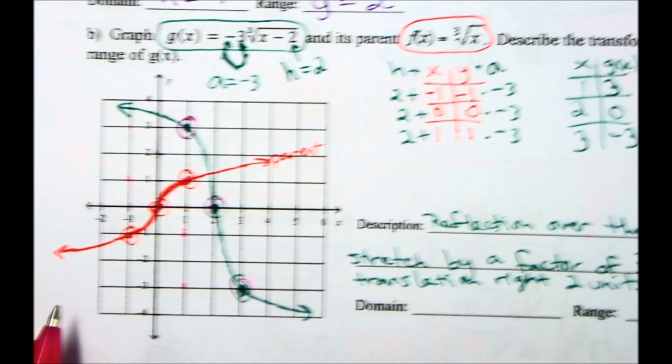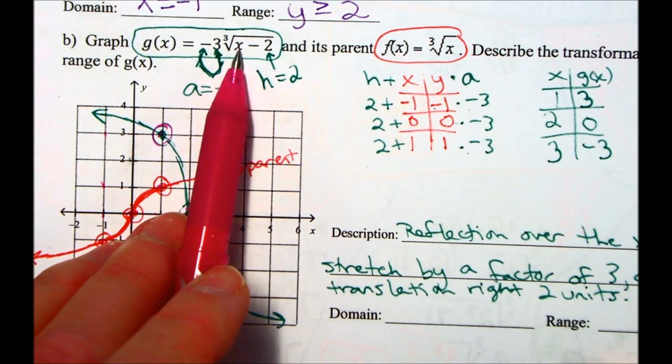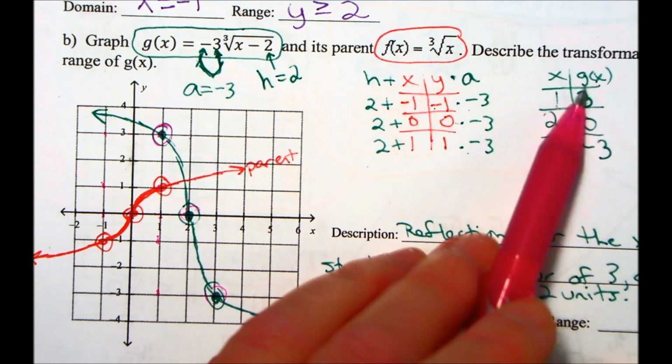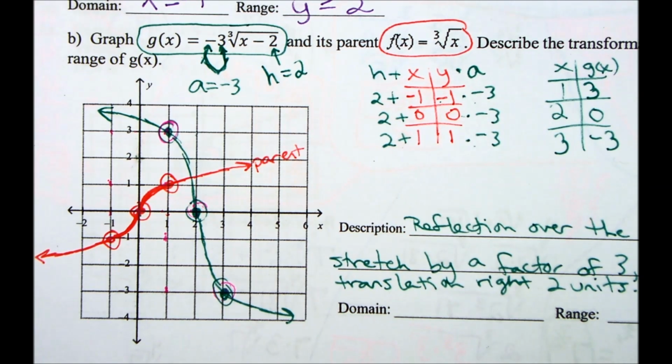The other thing that you could do, if you want to double check, you could take the 1, 2, and 3, substitute them in this g of x function for x, and you should get 3, 0, and -3 for your y values. So that's just another way you can double check everything, plug and chug.